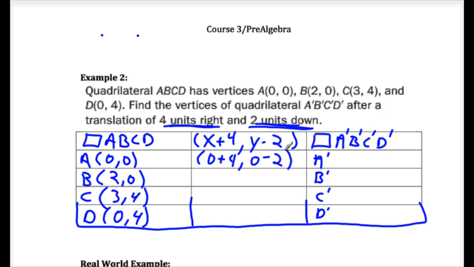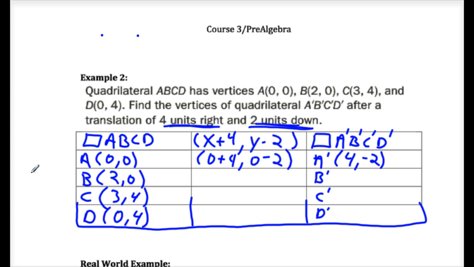Who's got the coordinates of A prime yet already? Phoebe, what are they? 4, comma, -2. Very good. Notice from the origin, 0, 0, 4 units right and 2 units down. That would be the point 4, -2. It only makes sense. All right, keep going, guys. See what you guys can do.